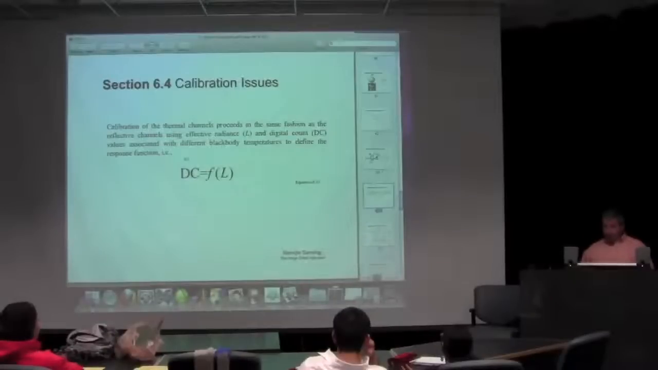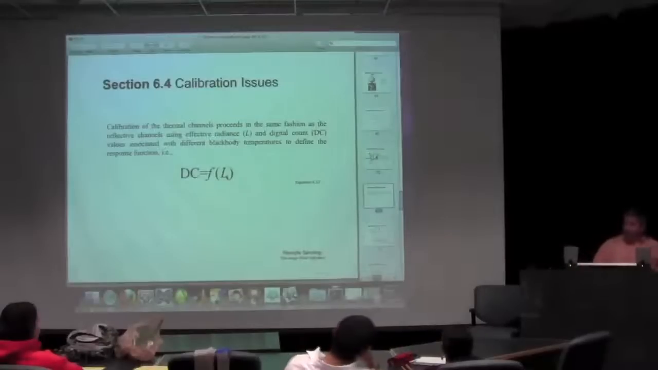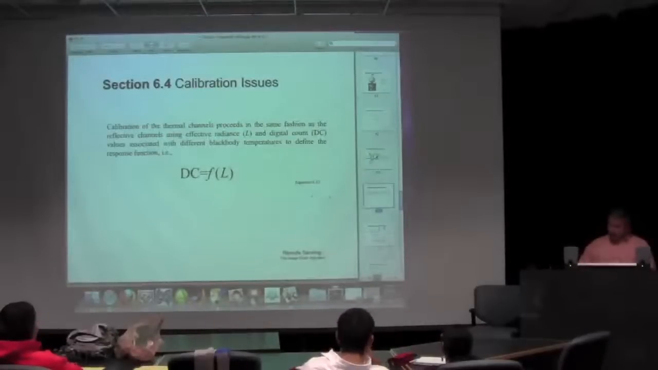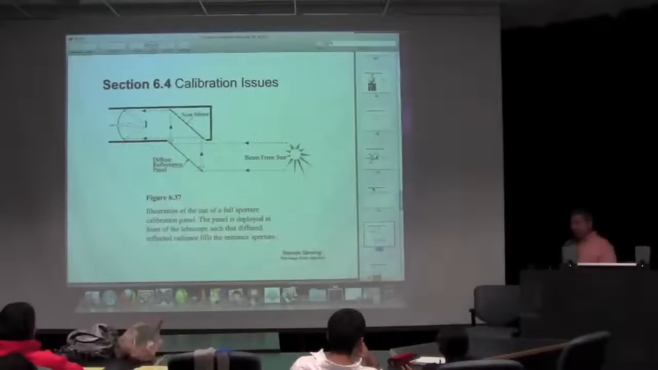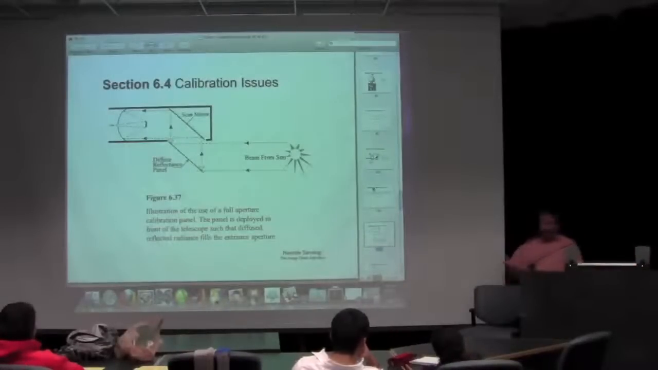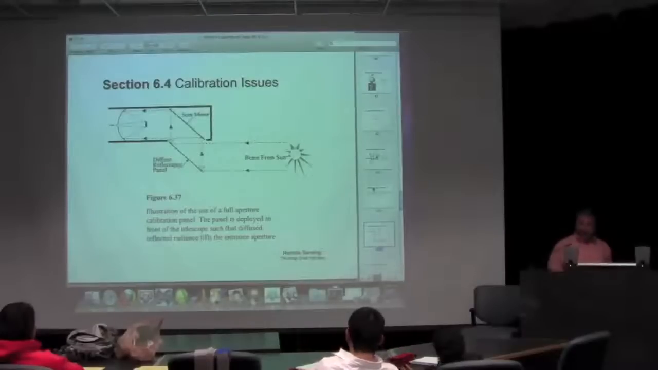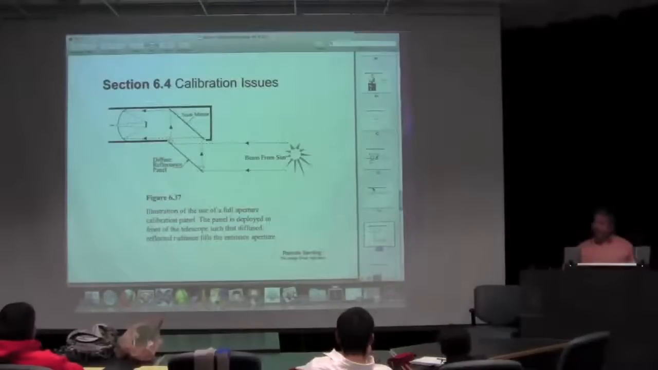All right, so the idea in the end is to take digital count and have that be a function of radiance. And if we know the gain and bias, we can do that. Okay, so it's easy to do in a laboratory. Doing it on board a sensor is a big deal. Being able to take some of this equipment, these integrating spheres and things like that, and put them on board an airborne or a spaceborne sensor tends to be difficult.